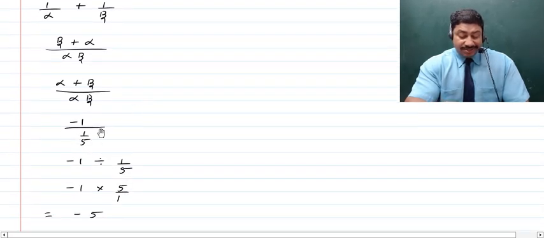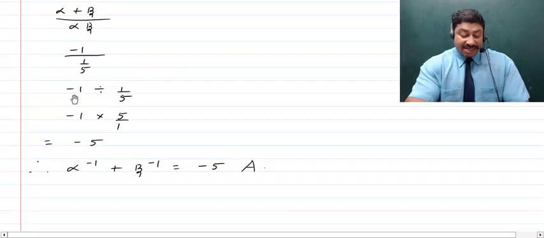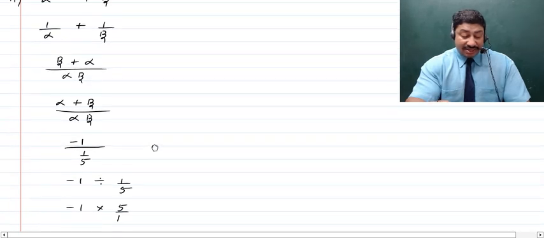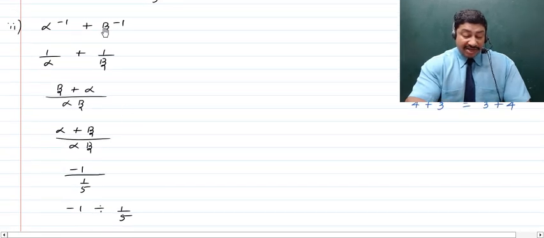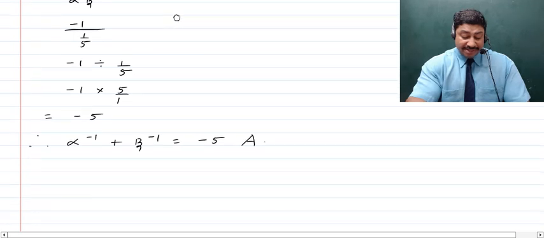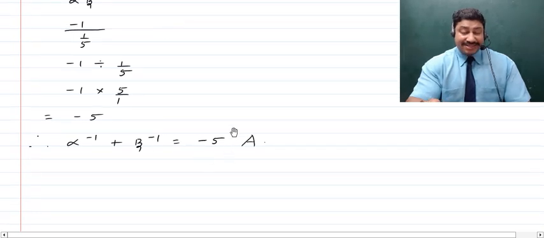Now this whole denominator sign can be written as the division sign, right? As such, we'll have minus 1 divided by 1 upon 5. When we convert this division sign to multiplication sign, we will write the reciprocal of the fraction which comes next. So it will become 5 upon 1. So this will then become equal to minus 5, right? And this, children, is what? It is the value of alpha raised to the power minus 1 plus beta raised to the power minus 1, and thus this is the second answer.